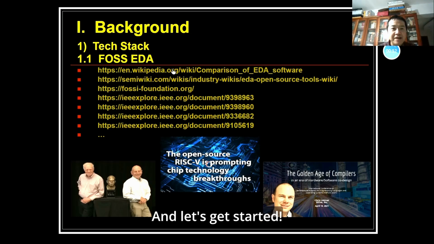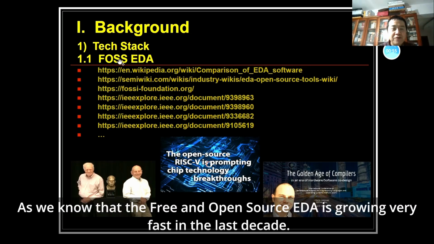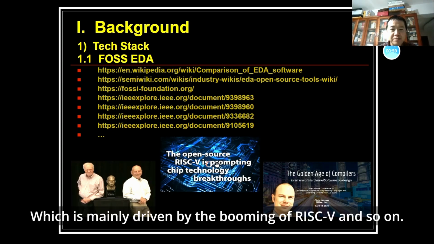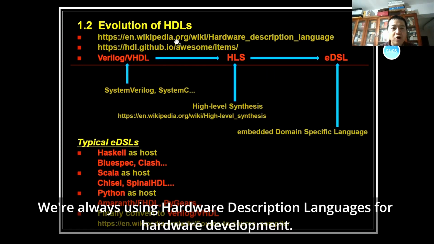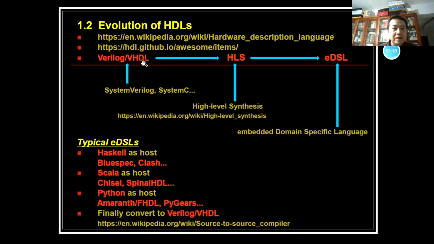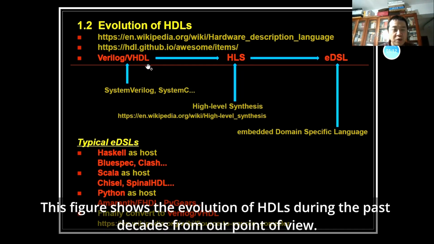And let's get started. As we know, free and open source EDA has been growing very fast in the last decade, which is mainly driven by the booming of RISC-V and so on. We are always using hardware description languages for hardware development. This figure shows the evolution of HDLs during the past decades from our point of view.